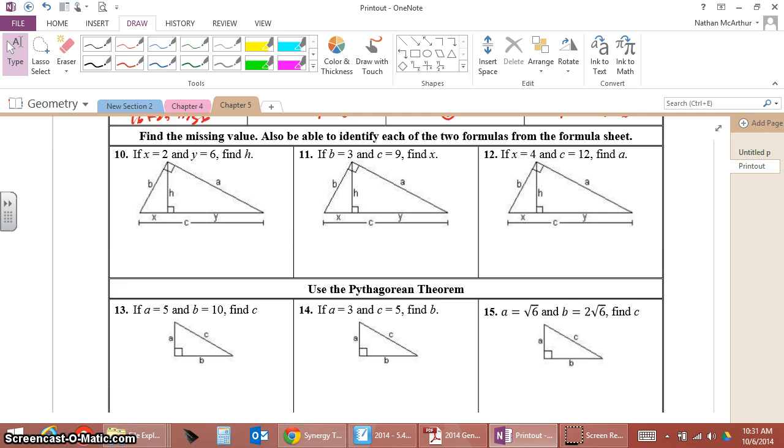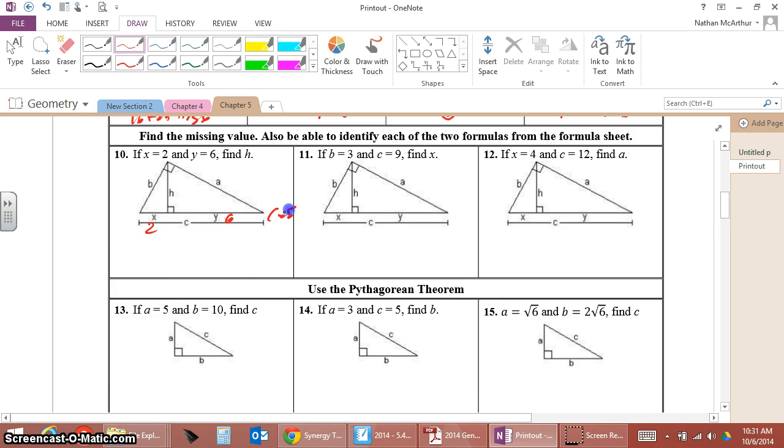Find the missing value. Also be able to identify each of the following formulas from the formula sheet. Okay, this is something we haven't covered yet. I just did it on 5.1. So if I say x equals 2, label the diagram. Y equals 6, label the diagram. Find h, it says. I want to know what h is. Well, I know that the whole hypotenuse is 8.